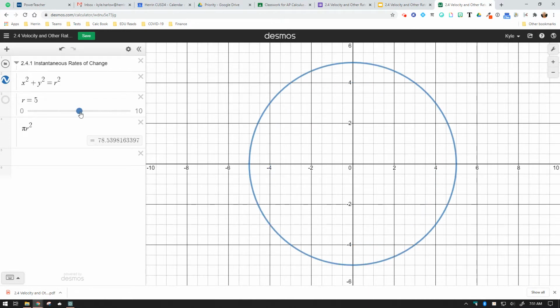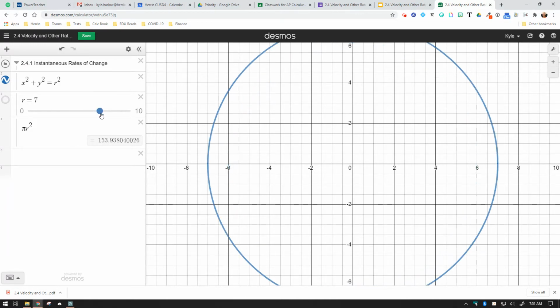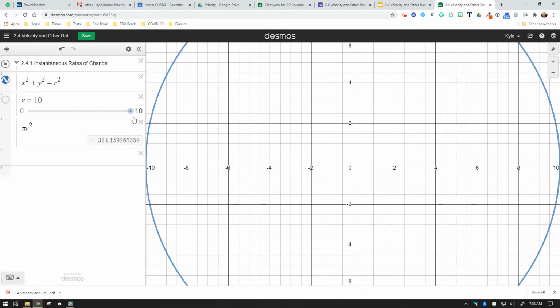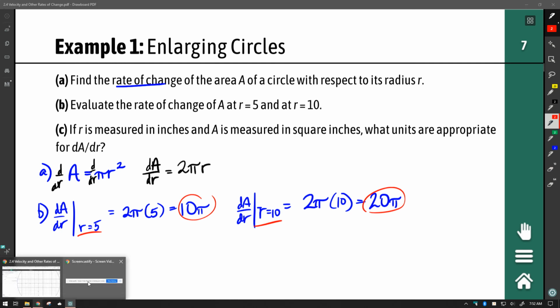This time about 28. And now we're over 100, and we've gone up about 40 this time. And you can see as we move that radius larger, now we're up by 50 with just one move. This time we're up by about 60 in area with just one motion. So as the radius gets larger, the area rate of change gets even larger as well. And that's where we're going to stop with our first video in this set.